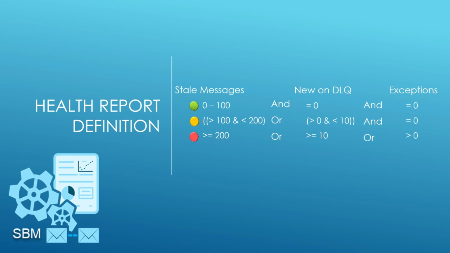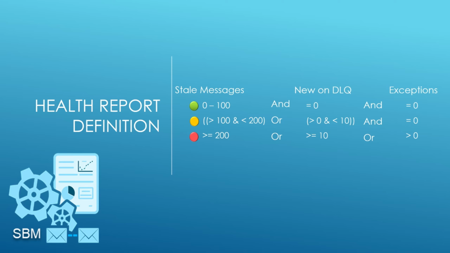Now let's consider our amber rule. We will consider this a match if either there are more than 100 and less than 200 messages from the order processor system that have become stale, or we have up to 9 new messages sent to the dead letter queue. In either case, we must have no exceptions. If one or more messages on the dead letter queue was due to our defined exception, then this rule would not match. Finally, let's consider our red alert.